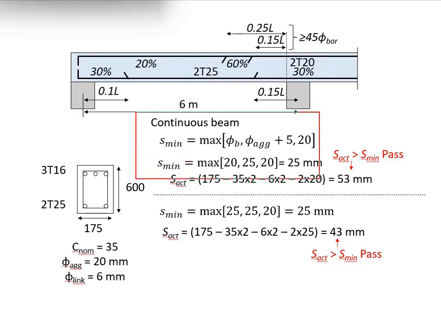You're going to repeat the process of checking the actual spacing. Take the width minus 2 times the cover, minus 2 times the link size, minus 2 units of 20 mm bar, and your actual spacing now is 53 mm. Checking against the minimum bar spacing requirement, your actual spacing is now greater than the minimum bar spacing. Then you know that you have no issue with the minimum bar spacing. With that said, we can proceed with the curtailments of the reinforcement.